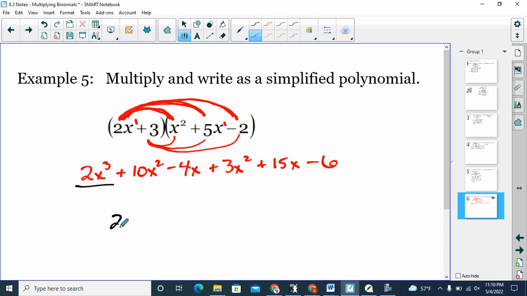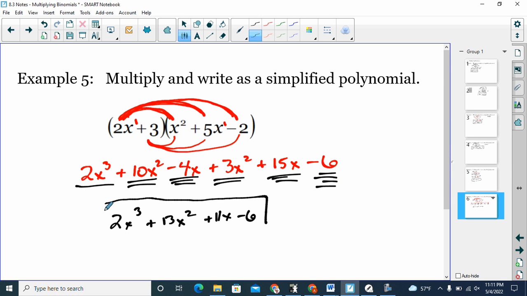2x cubed doesn't have anything to combine with. The x squareds, I've got 10 of them here, plus 3 more right here. I have a total of 13 x squareds. My x's, I have negative 4 plus 15. Negative 4 plus 15 gives me 11. And the negative 6 doesn't have any other constant terms to combine with. I'm just going to leave it as minus 6, and that's our answer.